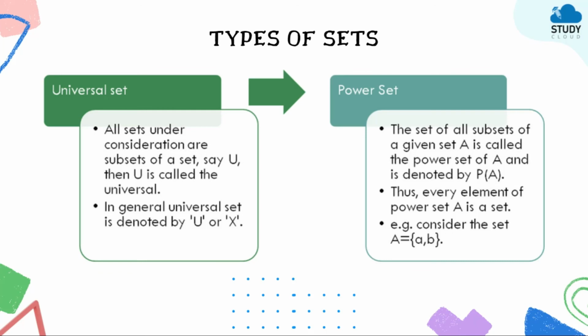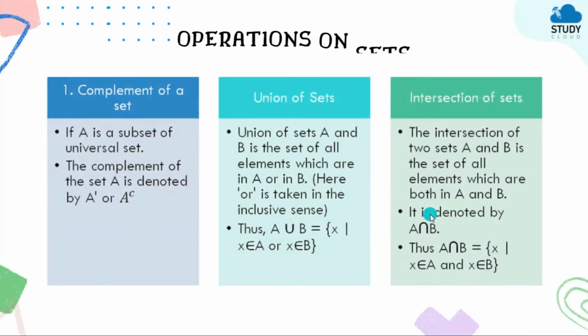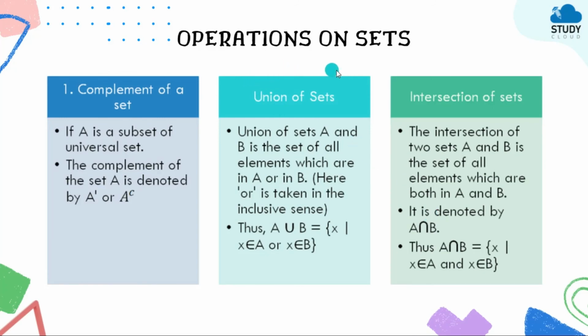Remember one thing, if A contains n elements, then the power set of A, that is P(A), contains 2 to the power n elements. Such sets are useful when we are doing various types of combinations or various types of probabilities. Now we will see operations on sets.